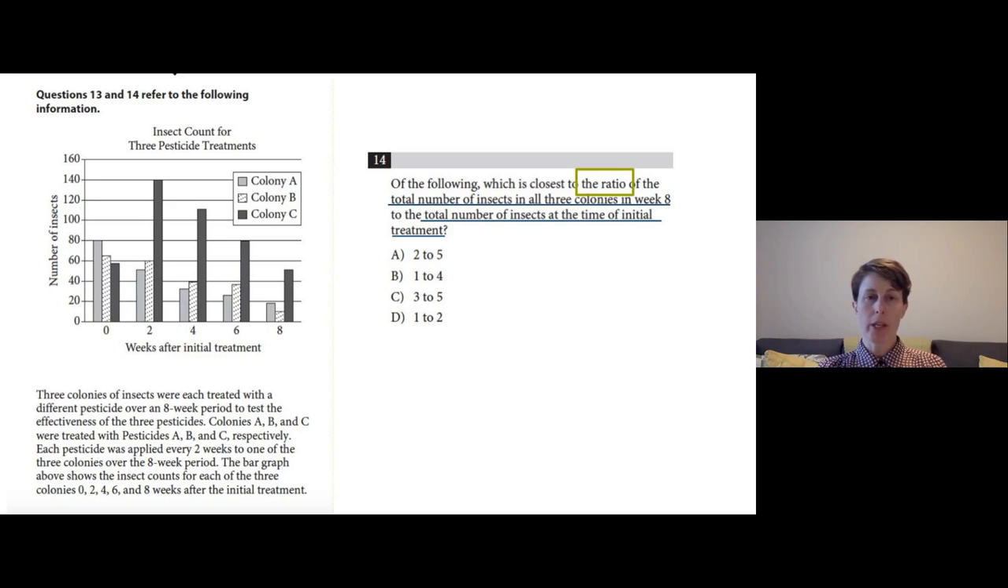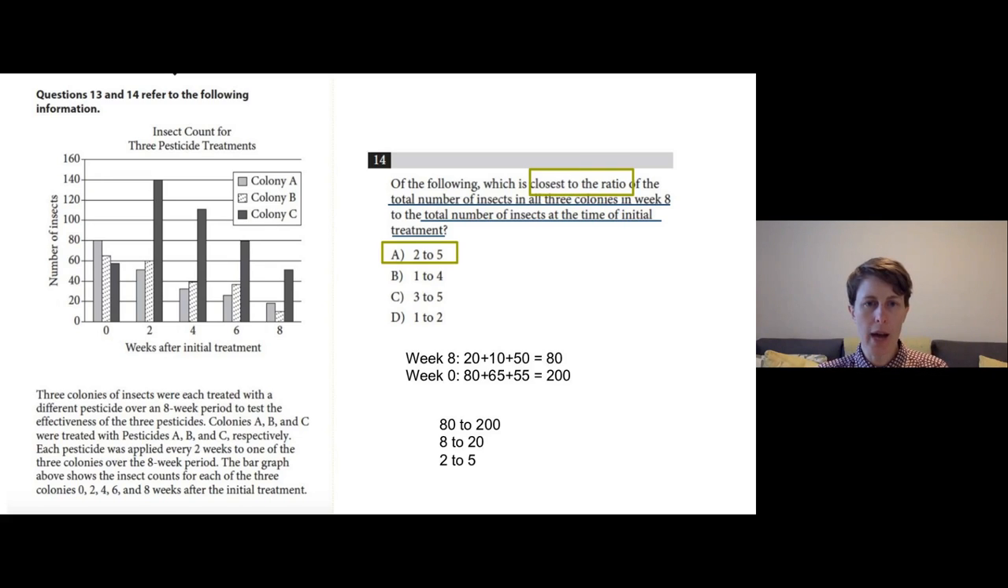So to answer this one properly, it's really important that you keep double checking your underlined portions and what it is that you're working towards, right? You're also just doing your best to identify where those bar graphs are landing. So obviously if you had a pencil and were able to mark this, it would make it even easier because next to each bar, what I would suggest doing is writing the number, right? So when you're over there in week 8, by colony A, you could write a 20. By colony B, you could write a 10. And by colony C, 50, probably. And then same thing with week 0. Once you do that and you've got all your numbers, you can add them up. And then once you have a ratio of 80 to 200, you can reduce that down to 2 to 5.